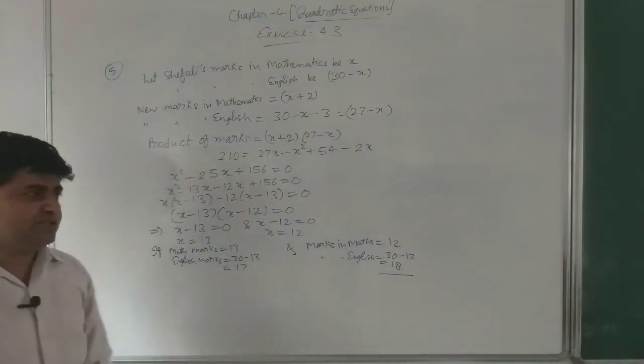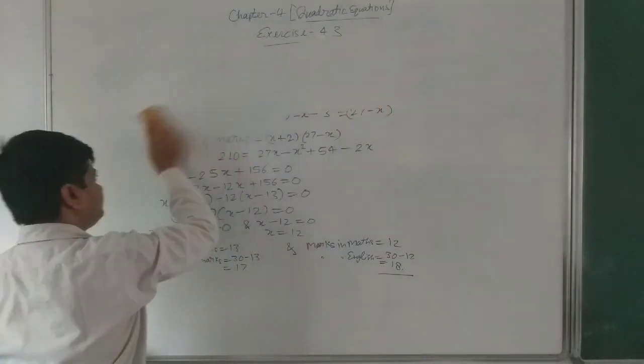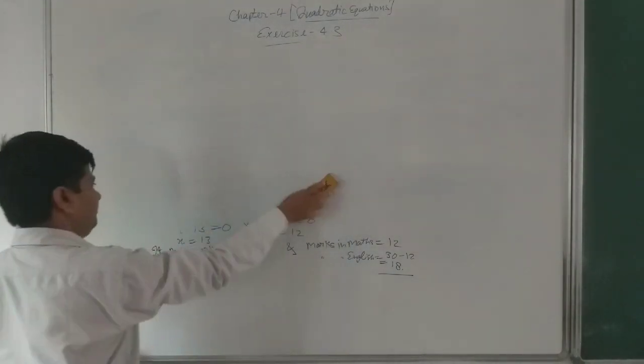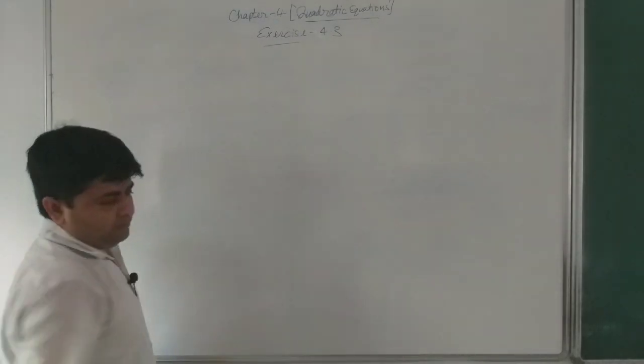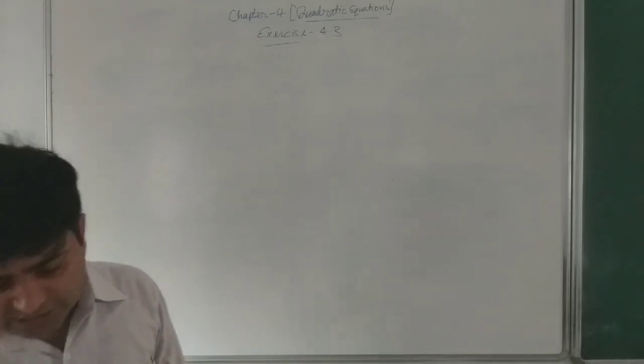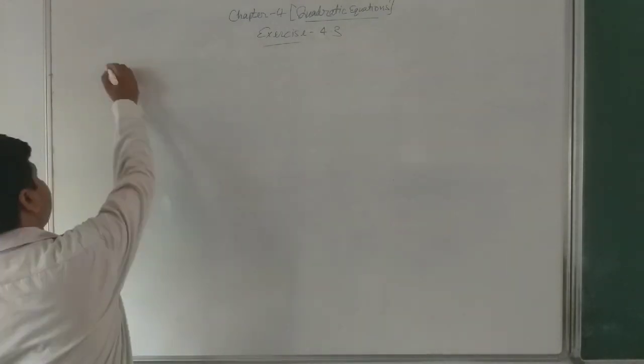Now we move to the next question, that is question 6. The sixth question is, the diagonal of a rectangular field is 60 meters more than the shorter side. If the longer side is 30 meters more than the shorter side, find the sides of the field. So do it yourself. Now I am starting the seventh question.